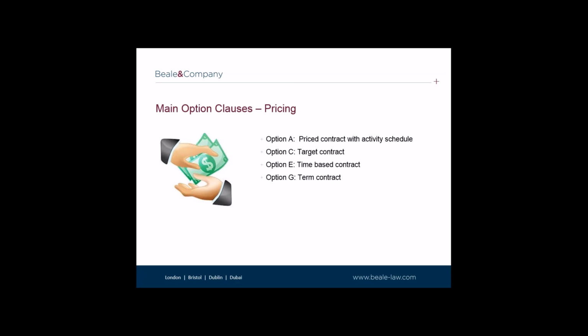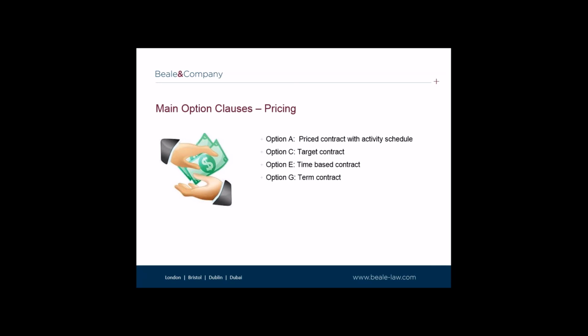Option C is a target contract and is effectively a time charge pricing basis where the consultant provides the employer with an initial forecast of their time charges and expenses, and then updates that forecast at regular intervals. Under this pricing model, there is a pain gain share mechanism. Essentially, at each assessment interval, the consultant may share in any cost savings below their initial forecast, but equally, the consultant may have to pay a share of any excess costs above their initial forecast.